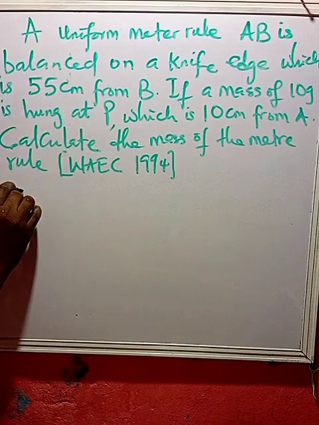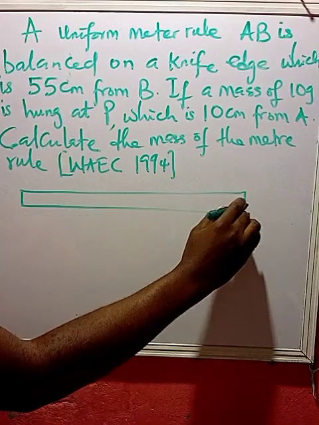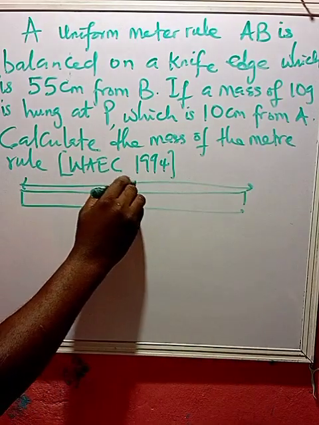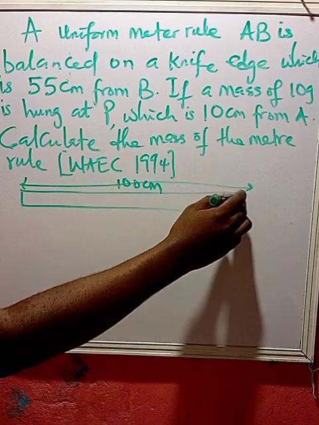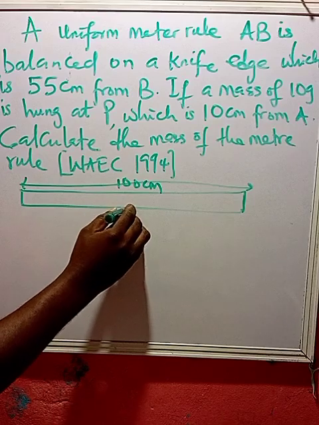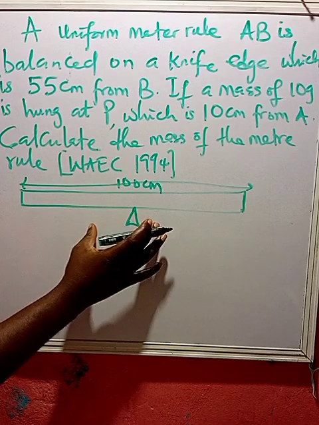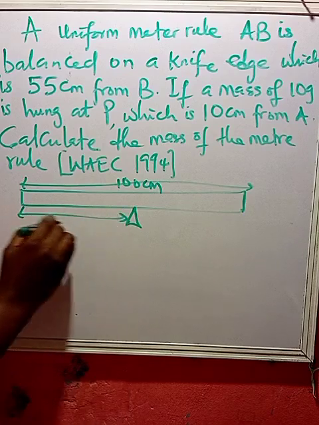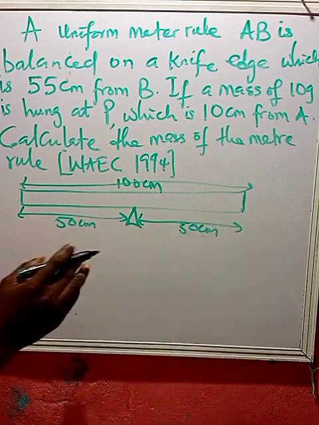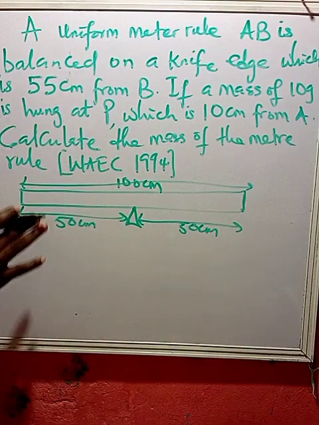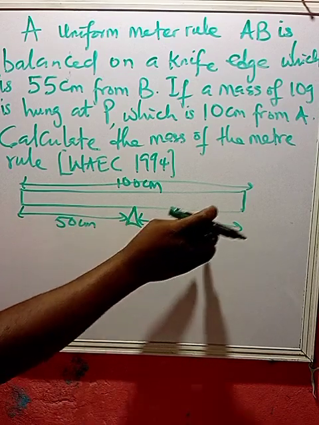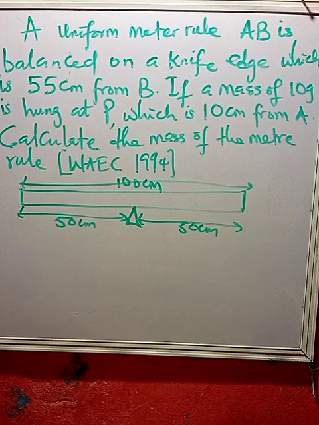Before we go to this question, if you have a meter rule like this, usually measuring 100 centimeters, we usually want to keep this meter rule at equilibrium. The pivot support is mostly placed at the center of the meter rule. So from here to here is 50 centimeters, and from here to here is what? 50 centimeters. Before we go to this question, I want to explain this.